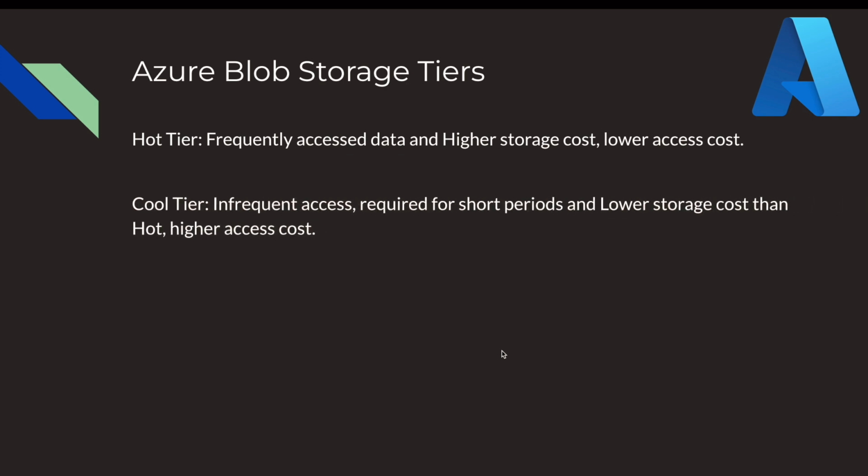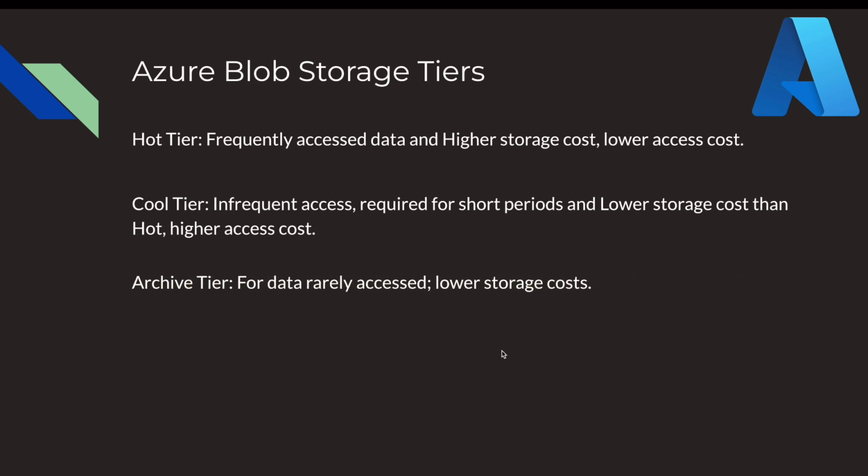Then the next one is the cool tier, which is best if you have a scenario, let's call it B, where you are not going to access data so frequently. At that time you can use the cool tier because it has a higher cost compared to the hot tier for data access operations. Instead, it costs less for storage compared to the hot tier.